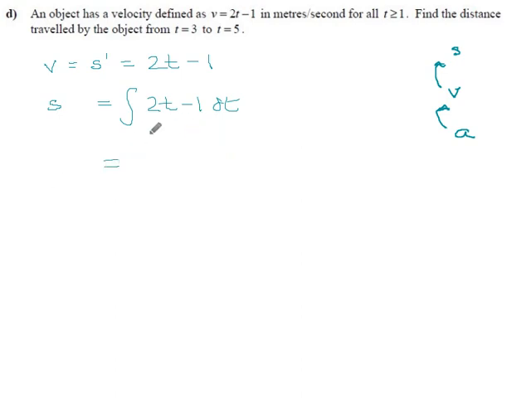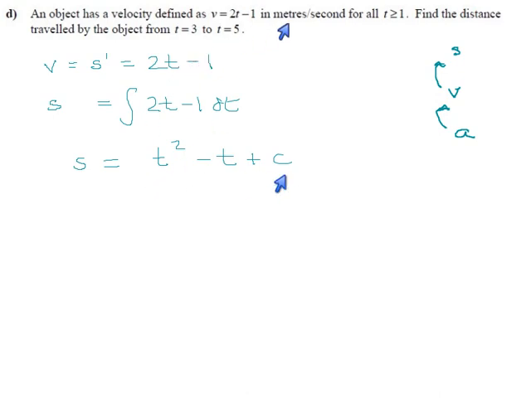But really, if you're doing this, you'd probably go straight to the antiderivative of 2t is t squared. The antiderivative of minus 1 is minus t, and then we get an unknown constant. So that's our position function, and it's done except for this bit.